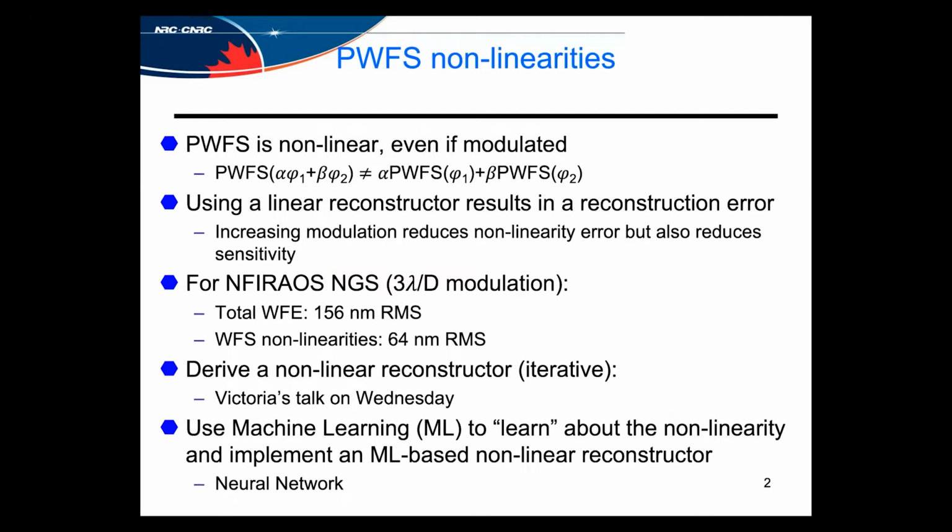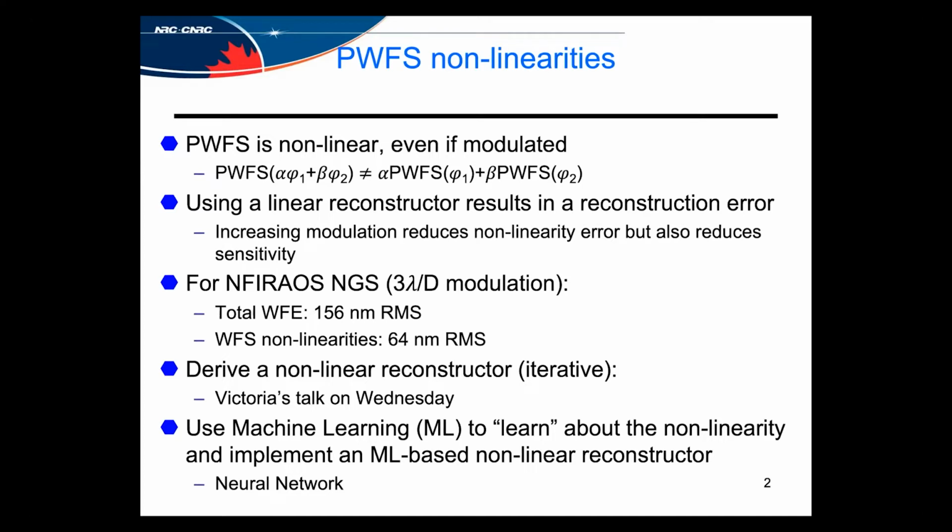Just to give a motivation for this work, in the case of NFIRAOS in NGS mode, we use a pyramid wavefront sensor with a 3 lambda over D modulation. In our error budget, the total wavefront error is 156 nanometer RMS. As part of this wavefront error, the wavefront sensor non-linearity accounts for 64 nanometer RMS. So it's not negligible.